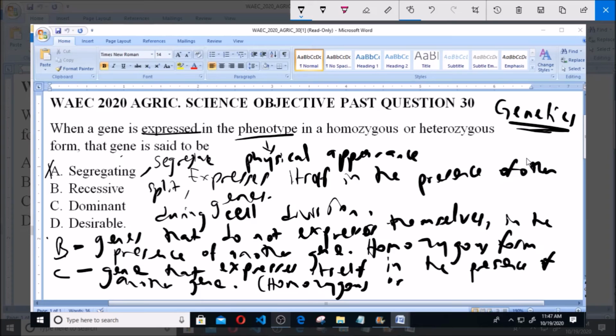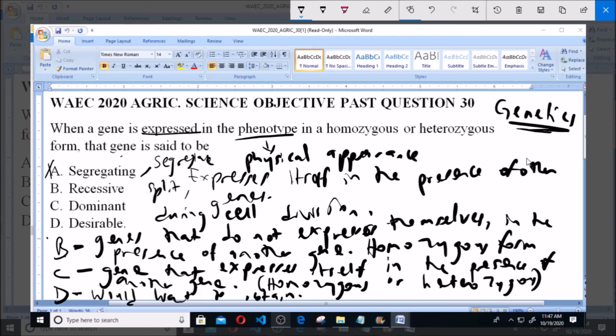And then lastly, you have desirable gene, and basically a desirable gene is just any form of gene that you would want to obtain as a result of reproduction.